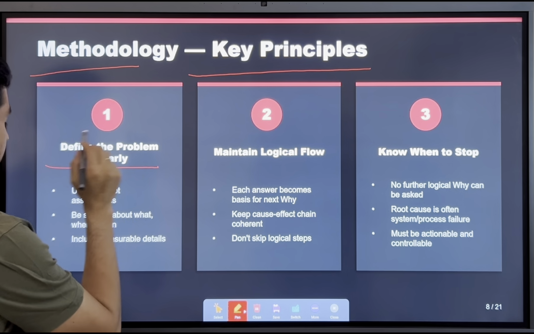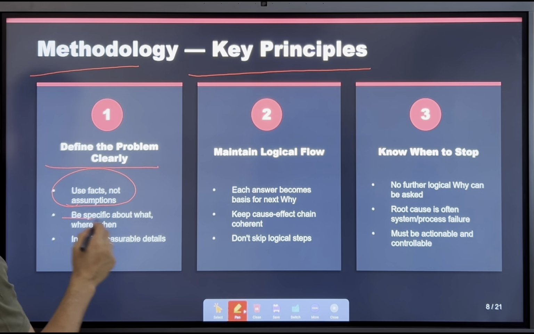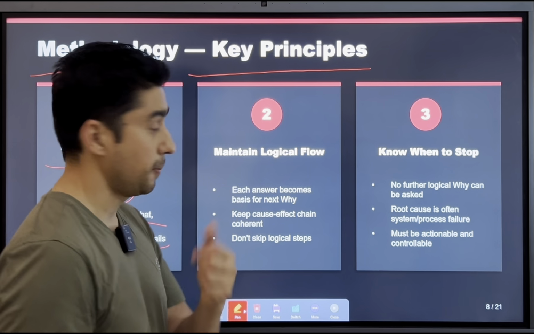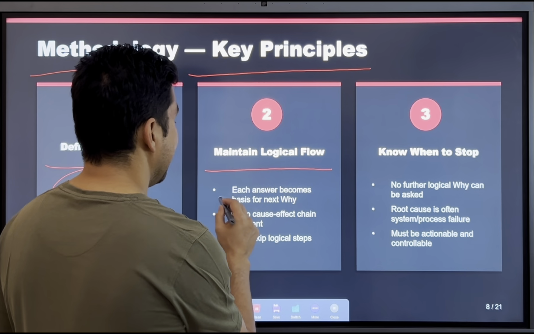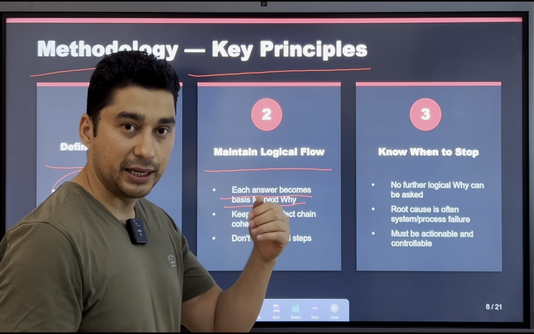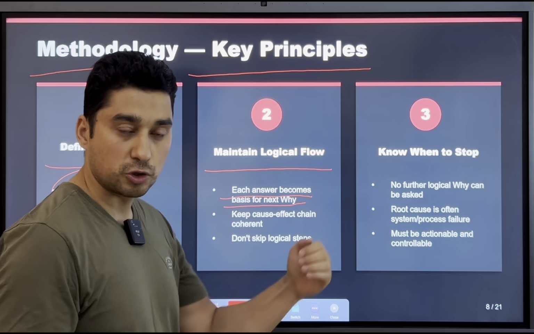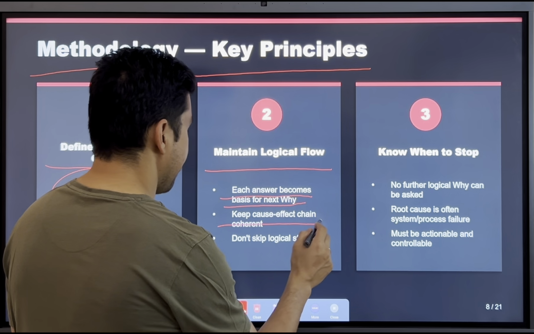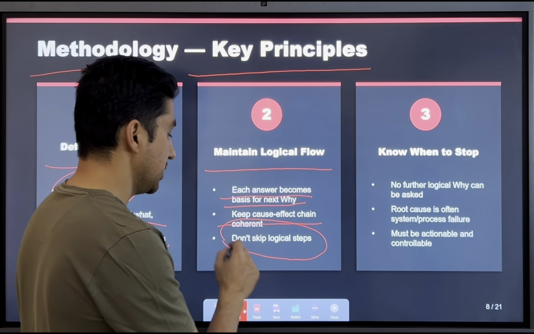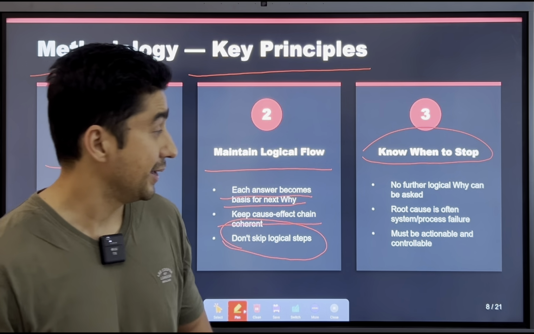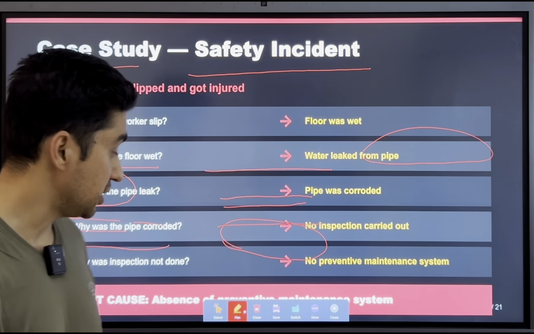Define the problem clearly. Use facts, not assumptions. Be specific about what, where, and when. Include details that you can measure, numbering. Maintain logical flow. Each answer becomes the basis for the next why. When you get the answer for the first why, that answer should become the question for the next why. Keep the cause-effect chain coherent and don't skip the logical steps. You should know when to stop. No further logical why can be asked. So this is the process.